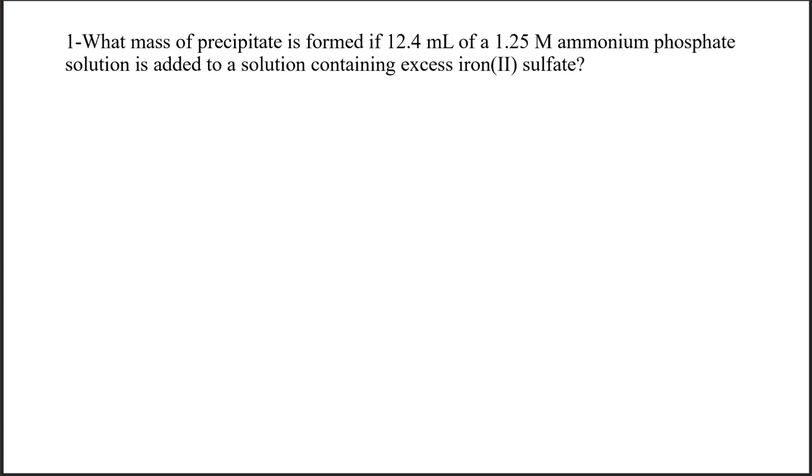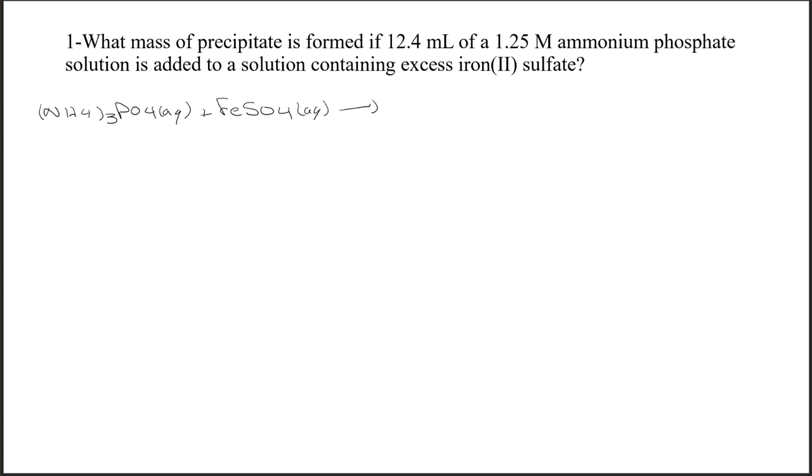What mass of precipitate is formed if 12.4 milliliters of a 1.25 molar ammonium phosphate solution is added to a solution containing excess iron 2 sulfate? So let's first write the equation here. So you have a reaction of ammonium phosphate. So we write the reaction for ammonium phosphate. So we have a solution of ammonium phosphate and iron 2 sulfate.